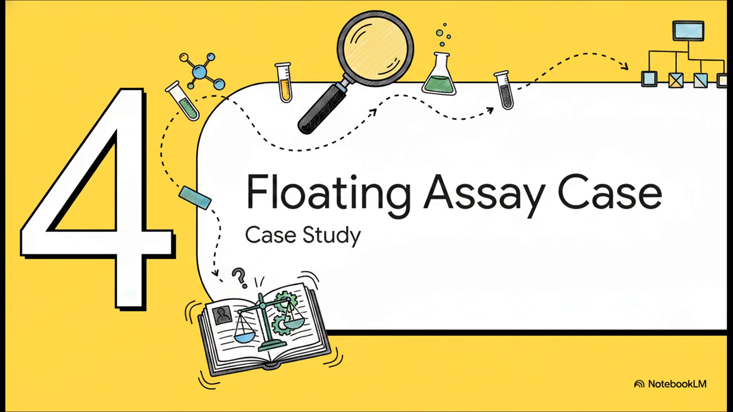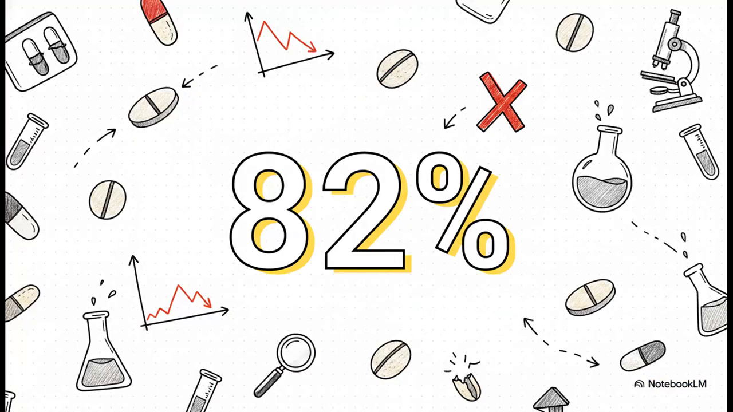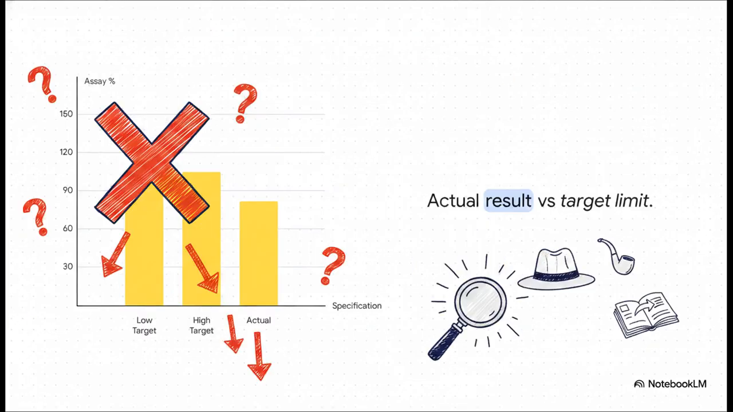Let's put this into perspective in Section 4, the Floating Assay Case. Let's look at a real-world mystery and see how this all builds into an actual forensic case study with a narrative storytelling approach. The specific problem we faced? A routine tablet assay came back at a devastating 82%. And as you can see, this 82% result fell woefully short of the expected 95 to 105% target limit. Honestly, this was a massive, alarming failure that required immediate detective work.